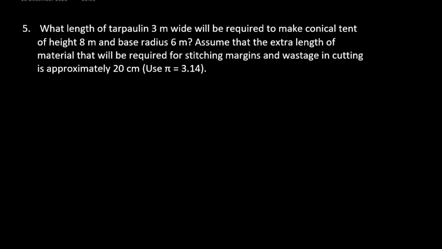Now fifth question. What length of a tarpaulin 3 meter wide will be required to make a conical tent of height 8 meter and the base radius 6 meter? Assume that the extra length of material that will be required for stitching, margin and wastage and cutting is approximately 20 centimeter. Use pi is equals to 3.14. Now what length of tarpaulin 3 meter wide?